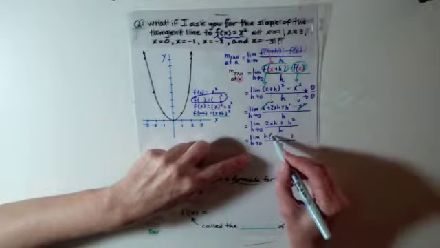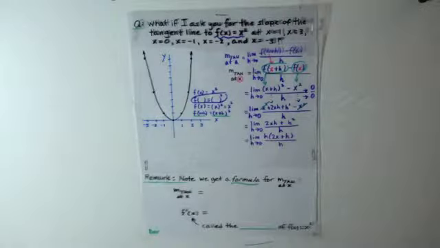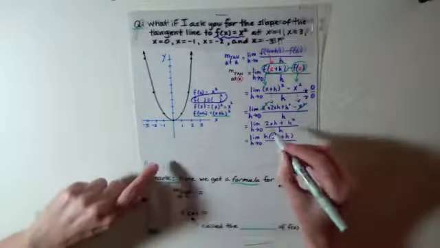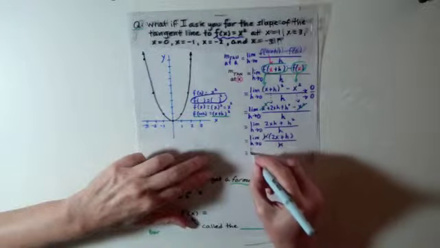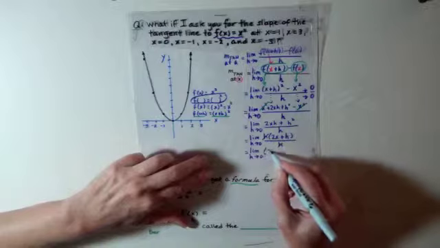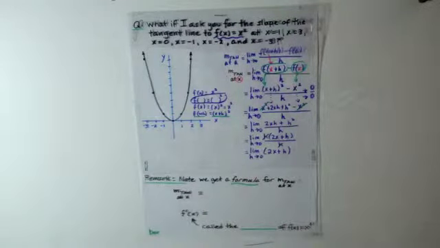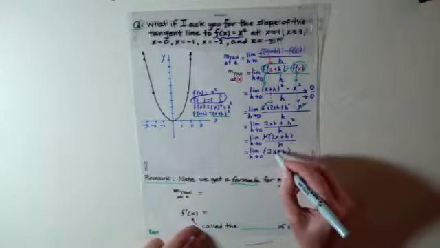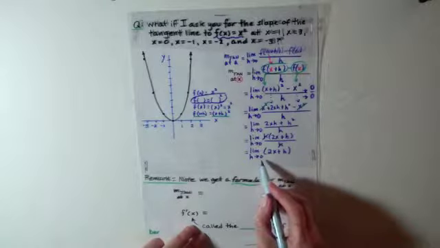I would be left with a 2x plus an h inside the parentheses. And now what can I cancel? Now I can cancel the common factor of h in the top and the bottom. So I am left with the limit as h approaches 0 of 2x plus h. Remember that we're thinking of x as a specific number, so think of x as a constant. The only thing that's approaching 0 is the h.